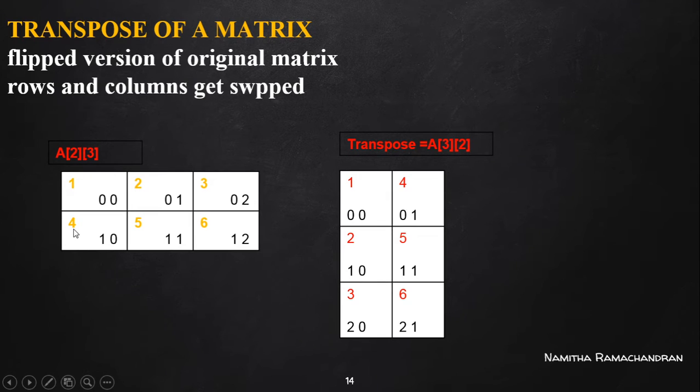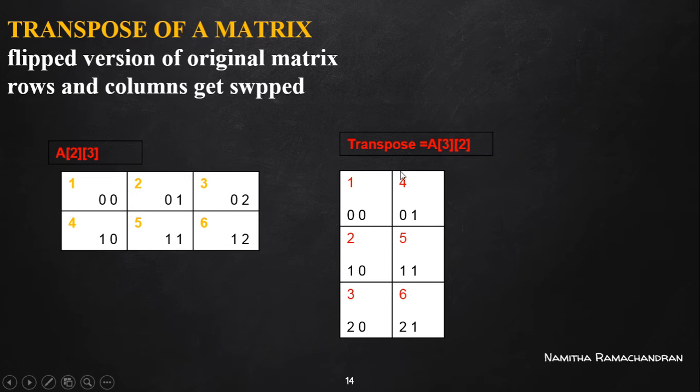Once more, consider this 4, which is present at index position 1, 0 of our original matrix. The 4 here comes at index location 0, 1. That means the i and j value, or the row and column value, get changed. If the index starts from 0, this is the 0th row, this is the first row, this is the 0th column, this is the first column, this is the second column. So this 4 is present in the first row with 0th column in the original, but here it is present in the 0th row with first column. That means the row and column index of this 4 get changed in the transpose.